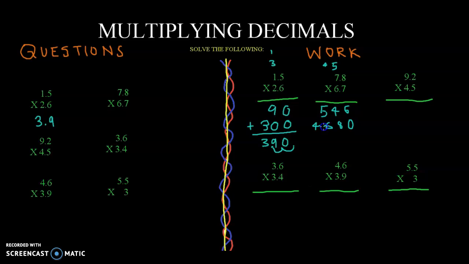Let's add it all. And we should get... let's do it. 52.26. Yep, now let's move 2 decimal points. 1, 2. So our answer will be... What will be our answer? 52.26. Good job. Okay.